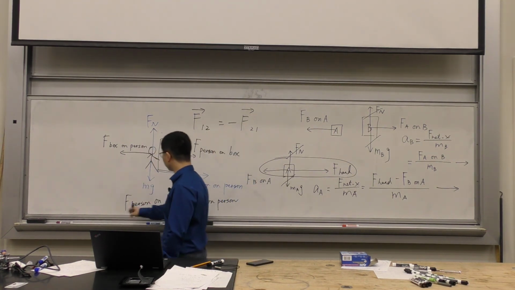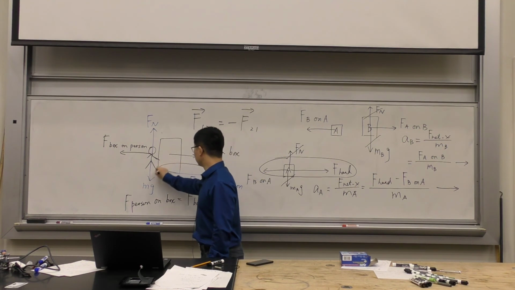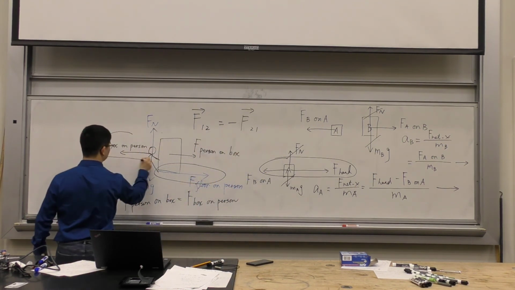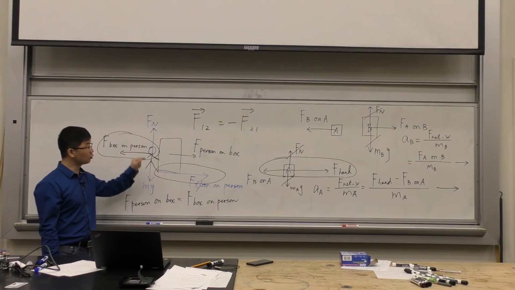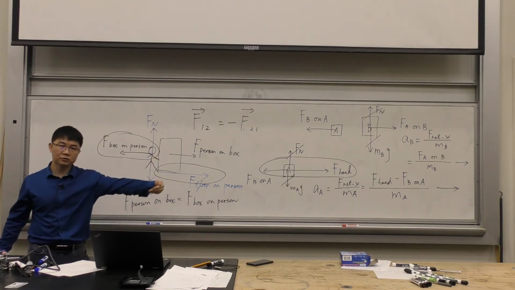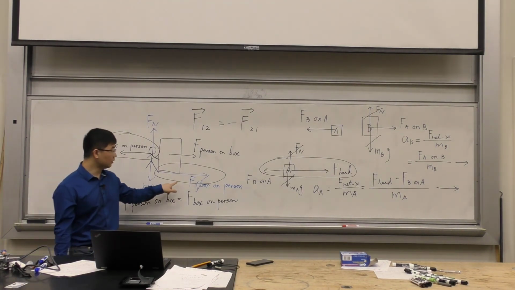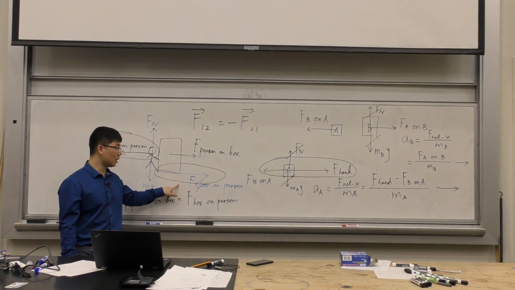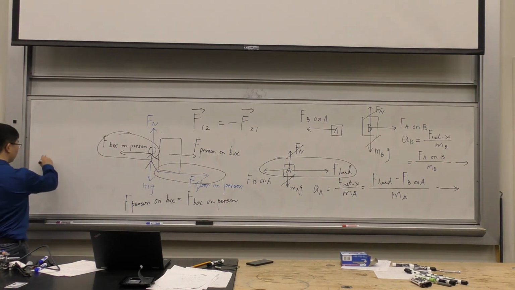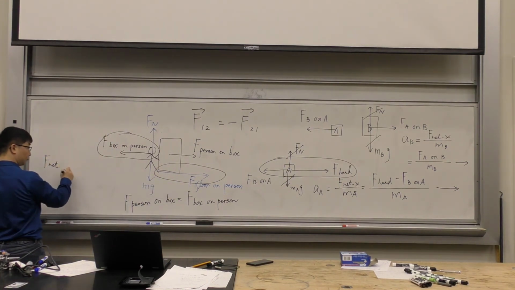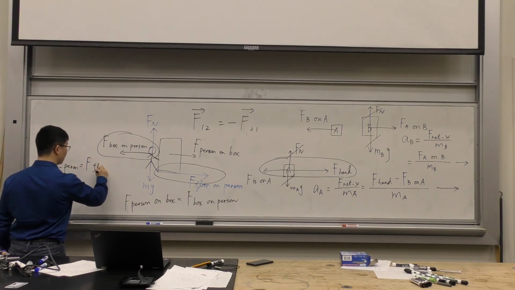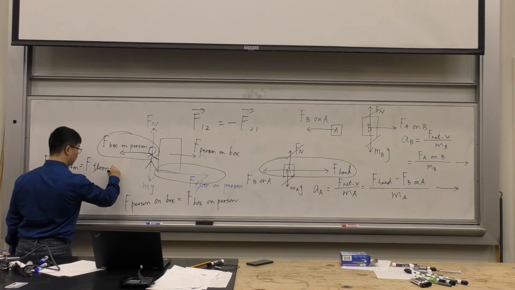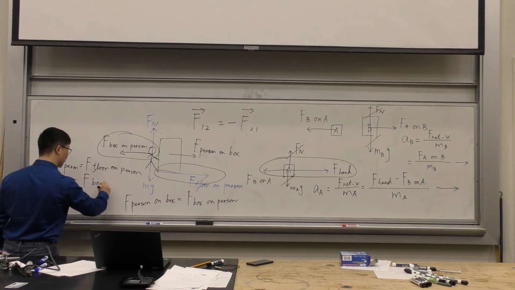And then you can take a look at this person. How many forces are on this person in the horizontal direction? This one and this one. How does the person move? It totally depends on which one is larger, right? So in order to push this box, you're going to push the ground really hard in that direction. So you get a really large reaction force from the ground on you in that direction. So the net force on this person is going to be the force from the floor on this person, minus the force from the box on the person.